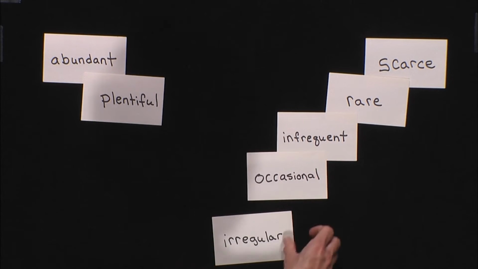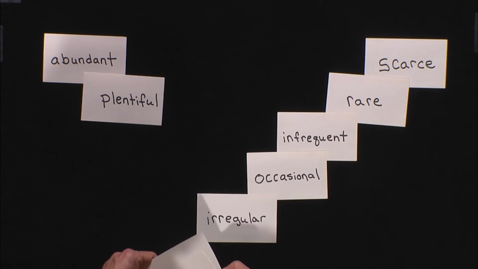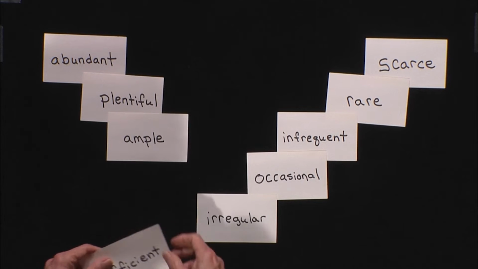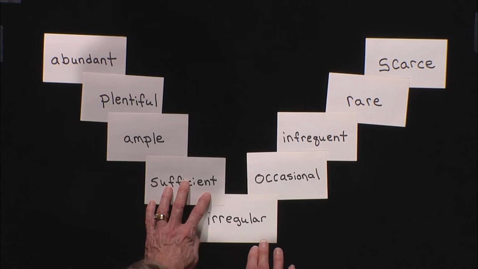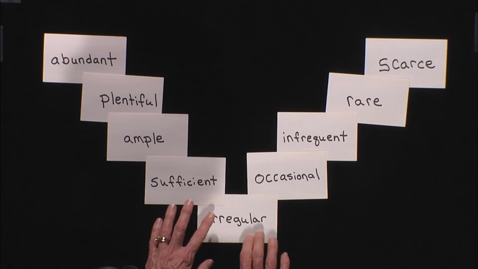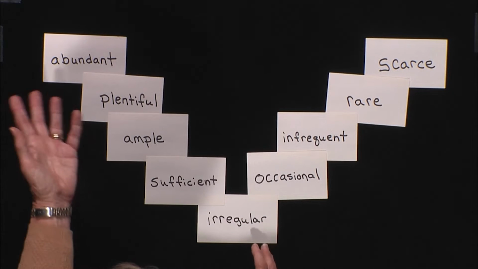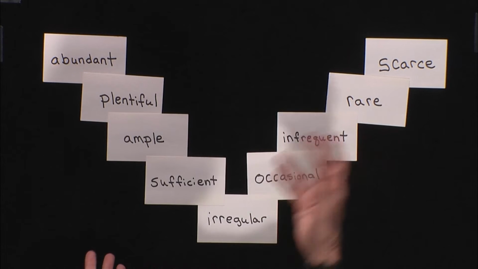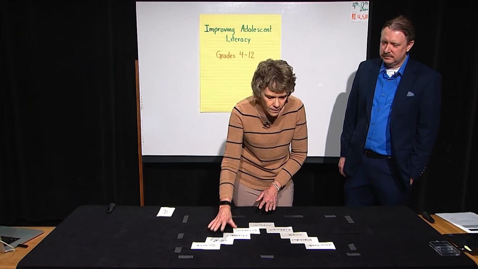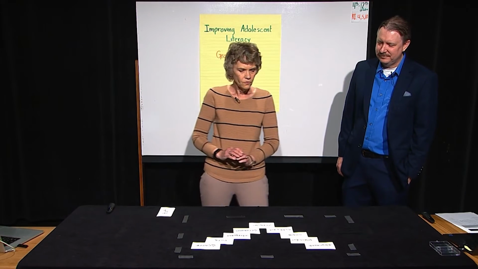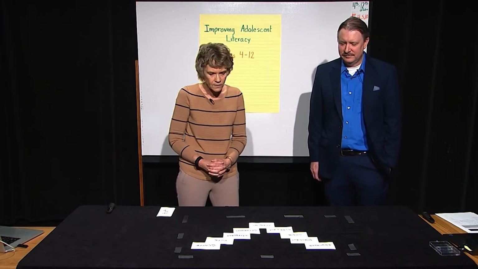Occasional, I think that's closer to the middle, so I'll place it there. Ample, definitely closer to abundant. And sufficient. Sufficient to me is more towards the middle as well. If you have enough, it's not abundant, but a resource isn't scarce either. So I think I'm happy with the way that I've ordered my words. So Dr. Smith, do you have any thoughts?